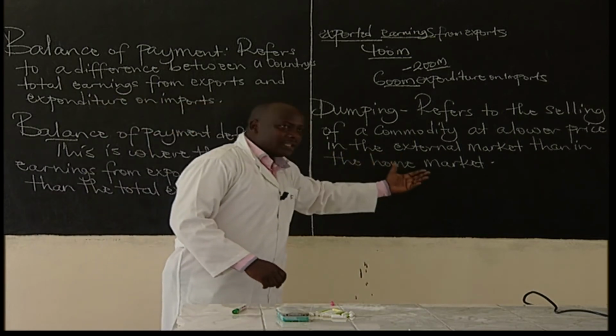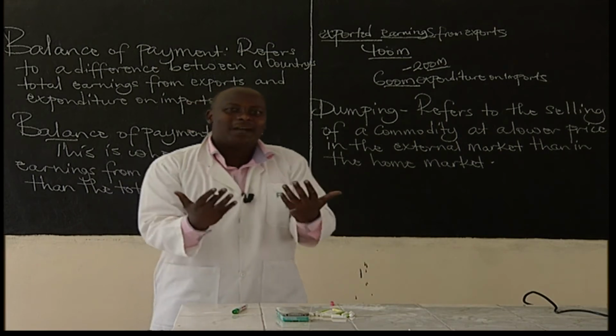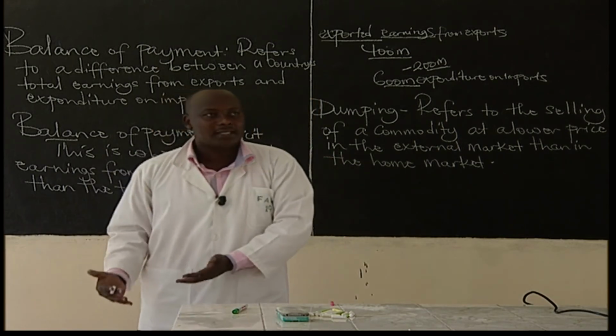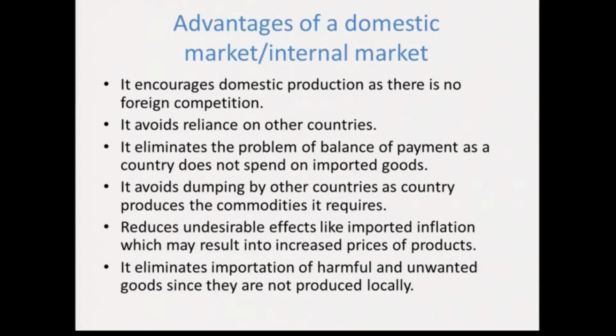With an internal market, a country does not trade with other countries, because what brings dumping is when a country is trading with other countries, like in a regional market. If a country does not trade with other countries, it is internal trade. It avoids dumping by other countries, as a country produces the commodities it requires.